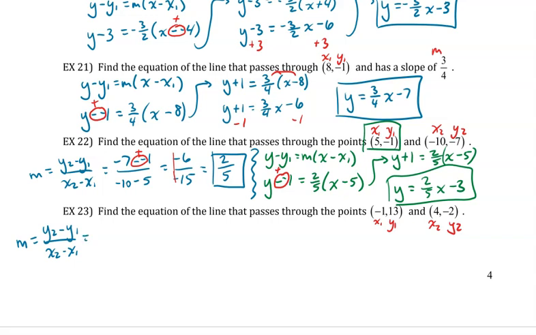So if I plug these in, that's y2 is negative 2 minus y1 is 13 over x2 is 4 minus negative 1 for x1. Again, don't forget that's going to be a plus. So that's negative 15 over 5 or negative 3.